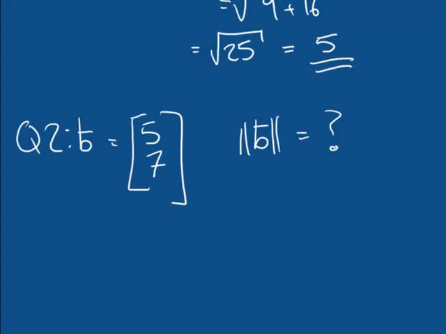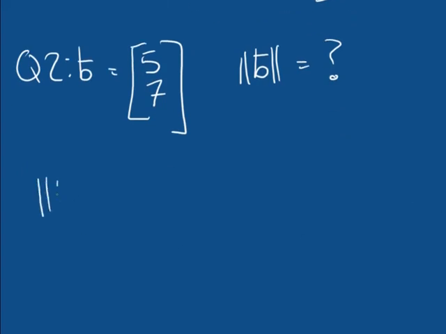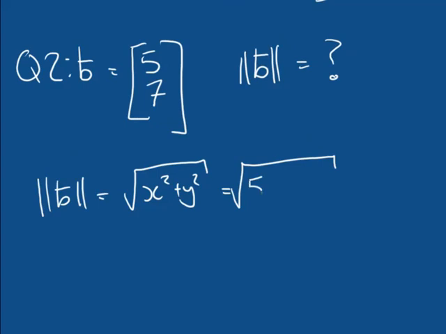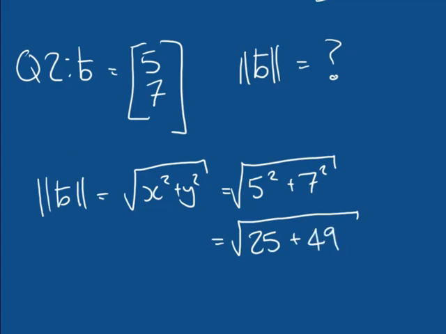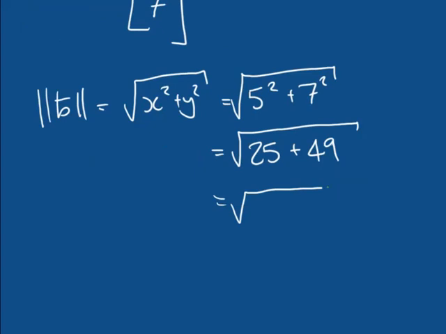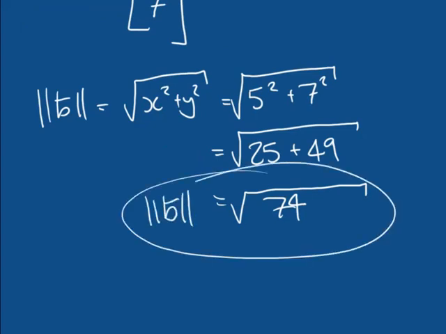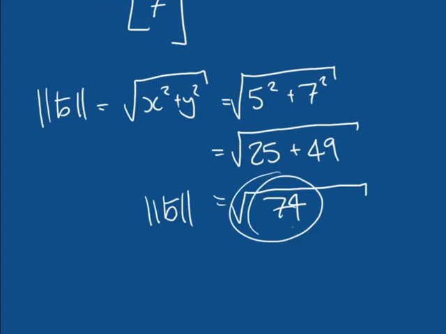Okay, welcome back everyone. So the magnitude of b, we know, is given by the square root of x squared plus y squared, which in the case of b is the square root of 5 squared plus 7 squared, which is the square root of 25 plus 49, which is equal to 25 plus 40 is 65, plus 9 is 74. So it's equal to the square root of 74. Fantastic. So I'm not going to simplify that down. I'm not going to use a calculator to get this answer. I'm simply going to leave it here in square root form.